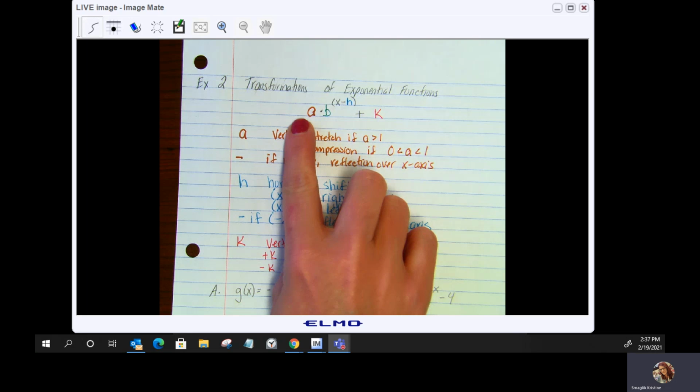Let's make this a negative x. And there's a reflection over the y-axis. I still have a y-intercept of 0, 1. And I still have an asymptote of y equals 0.